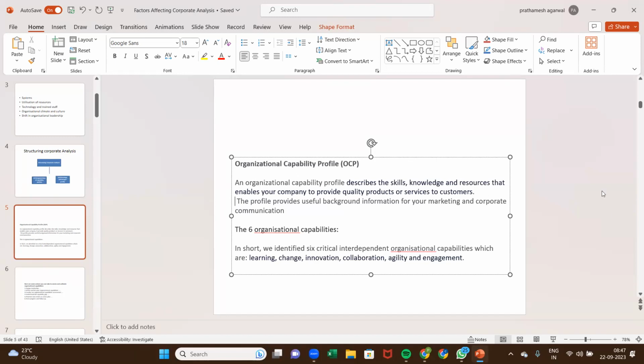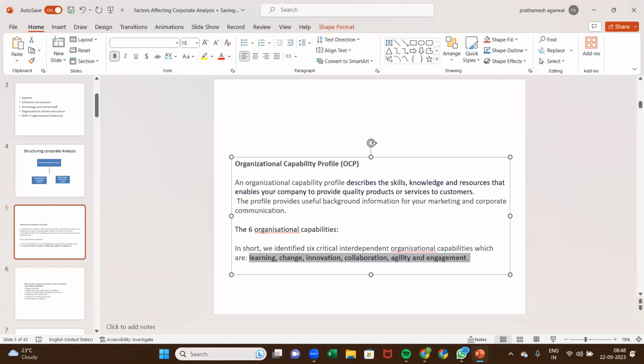The profile provides useful background information for your marketing and corporate communication. The 6 organizational capabilities are, in short, I have identified 6 critical interdepartment organizational capabilities, which are learning, change, innovation, collaboration, agility, and engagement. So we are going to work on these capabilities. All right.